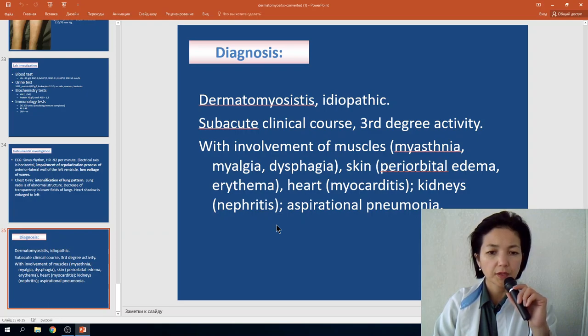The diagnosis was put after getting evidence: dermatomyositis, idiopathic. We couldn't detect the real reason or real etiological factors, that's why idiopathic. Subacute clinical course, third degree of activity, with involvement of muscles, myasthenia, myalgia, dysphagia, and skin, periorbital edema, erythema, with involvement of the heart, myocarditis, kidneys, nephritis, and aspiration pneumonia because of choking. During choking, contents of the oral cavity and also the esophageal region can go into the airways and cause aspiration pneumonia.